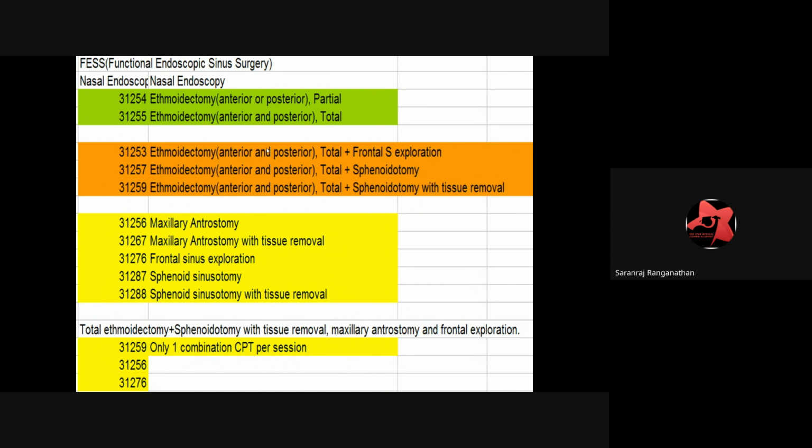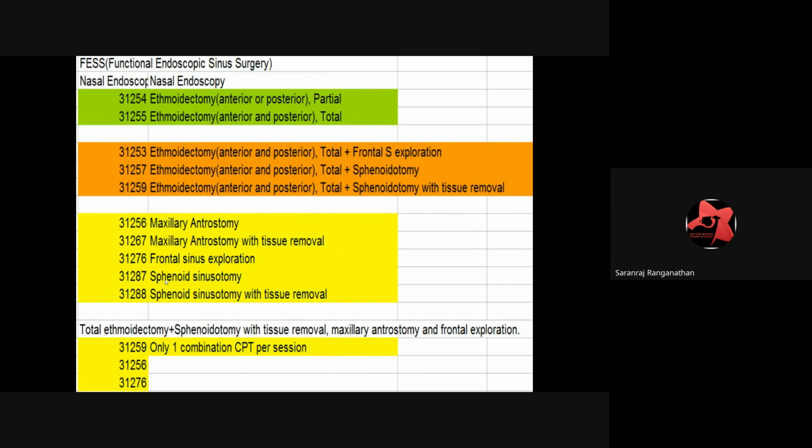For the ethmoidectomy, if they are performing a total plus frontal sinus exploration, the CPT is 31253, and along with that, if a total sphenoidotomy is performed, it is 31257. So here sphenoidotomy with tissue removal is CPT 31259. Like that they have given maxillary antrostomy, with tissue removal, frontal sinus exploration, sphenoid sinusotomy; all of those have individual CPTs.